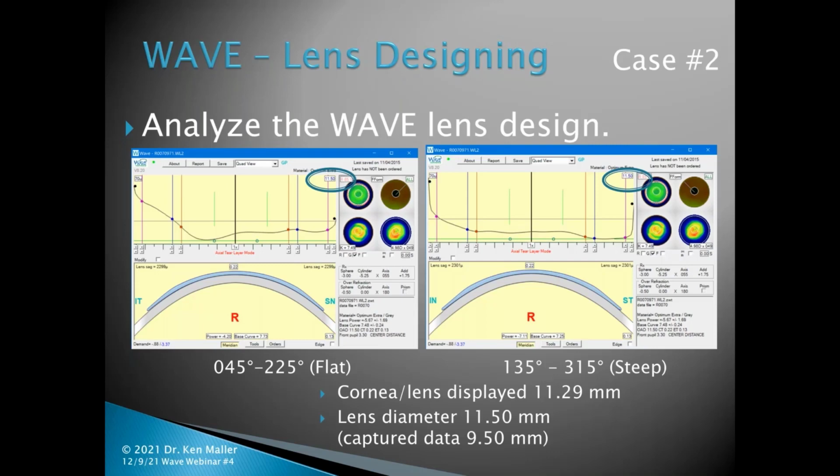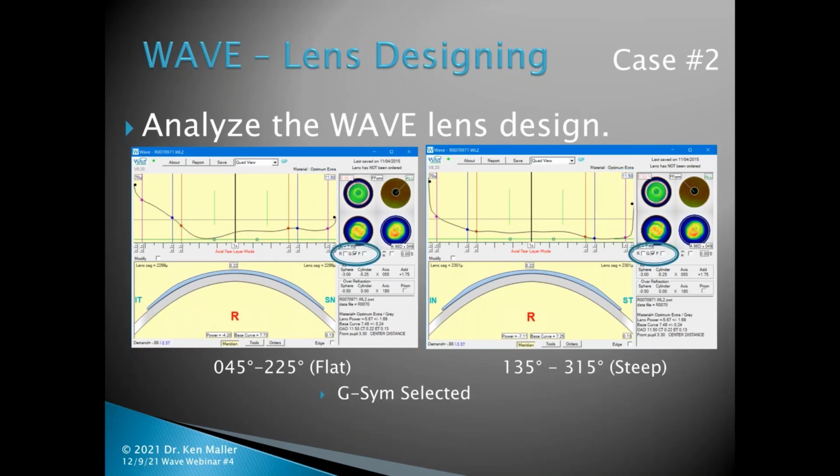Now remember, we only captured data out to 9.5, so we are missing the outer 2 millimeters of data, which means that the relationship out there at the very edge between the lens and the anterior corneal surface is a little bit of a fantasy, because that's all extrapolated data, and you have to take that with a grain of salt because it's not real measured data. Okay, so let's move on and see what we did to do this lens design.